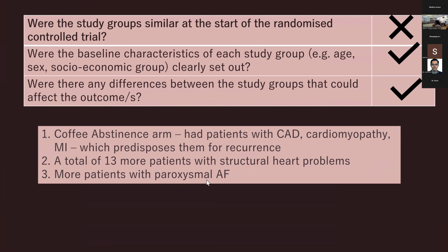So looking at this, the coffee abstinence arm had patients with coronary artery disease, cardiomyopathy, and MI, which predisposes them to recurrence. And a total of 13 more participants with structural heart problems were included in the coffee abstinence arm. And there were more patients with paroxysmal AF. So overall, after randomization, it looks like there is a slight imbalance, which is not favoring the coffee abstinence arm.